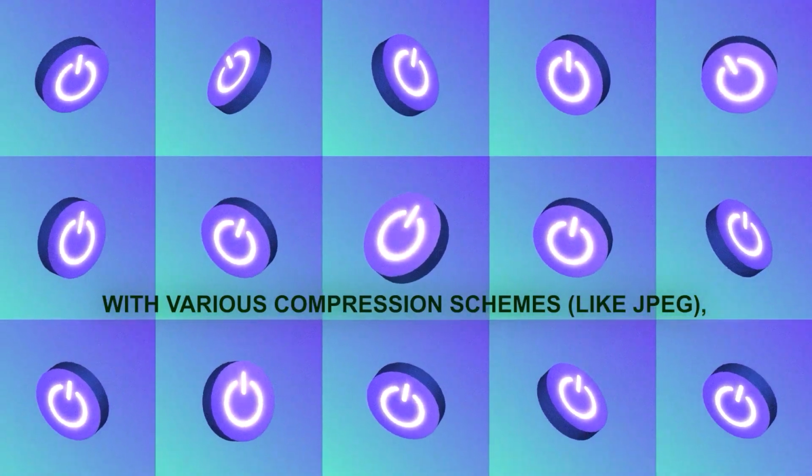Here's how it works. SynthID inserts a digital watermark directly into the pixels of AI-generated images. The cool thing is that it doesn't compromise image quality. Even if you apply filters, tweak colors, or save the image with various compression schemes, like JPEG, the watermark remains detectable. Think of it like a secret signature that's always there, no matter what you do to the image.